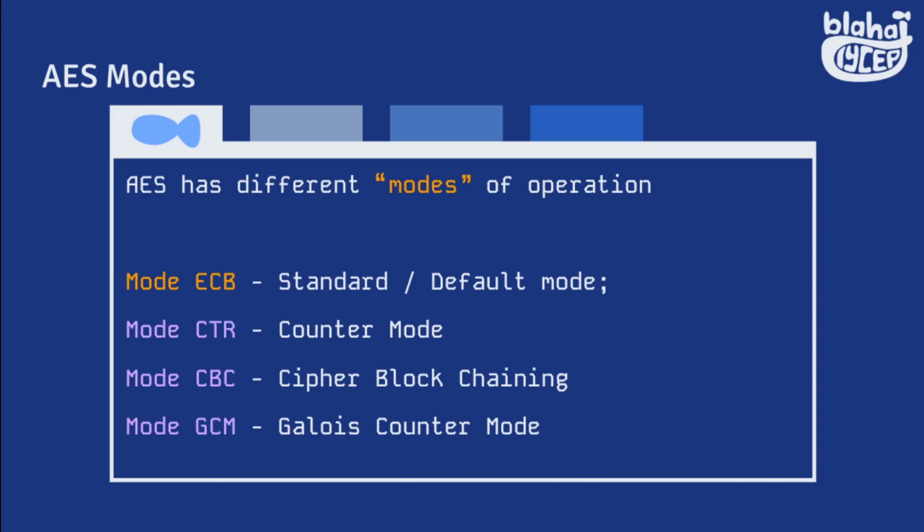Mode CTR is counter mode, CBC is known as cipher block chaining, and one of the more common ones that you will see today is mode GCM, which is Galois counter mode. We won't be covering GCM for this workshop, but we will be exploring CTR and CBC later on.